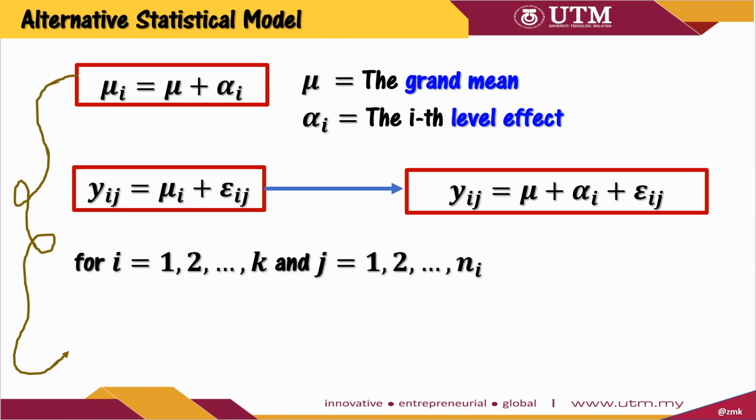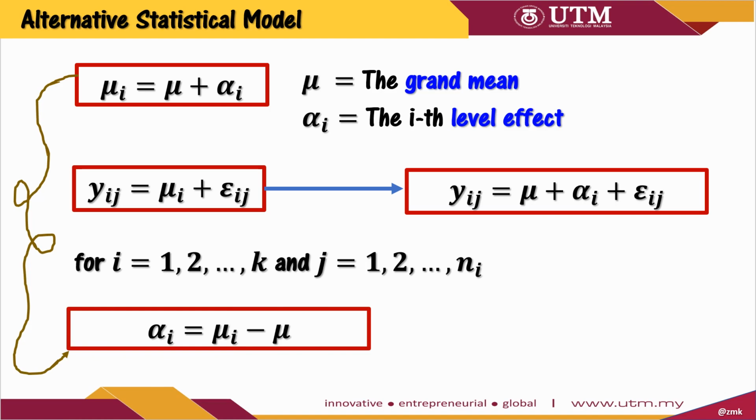From the equation of mu i, the ith level effect denoted by alpha i is simply the difference between the ith level mean and the grand mean. In such a way, the ith level effect value can either be positive or negative, which means the treatments or factor levels can have different effects, either a positive effect or a negative effect on the observed values Yij.